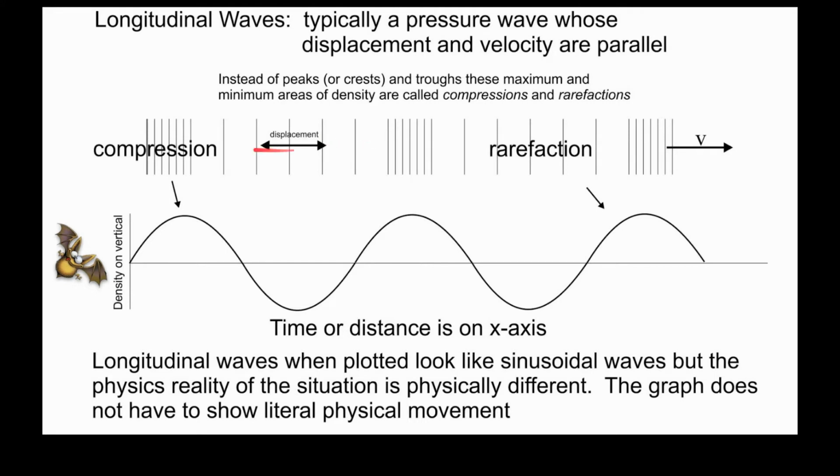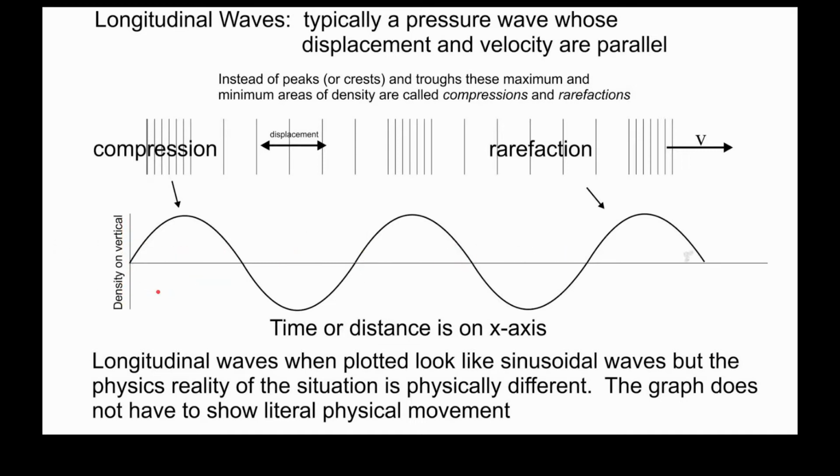So the displacement of the particles is left to right, and the wave is moving to the right. That's why we call it longitudinal, along the length. What's going to cause you confusion is the plot below. What's going to cause you confusion is when we plot these compressions and displacements, and you see this wave appear, but the vertical axis is not displacement, it's density.